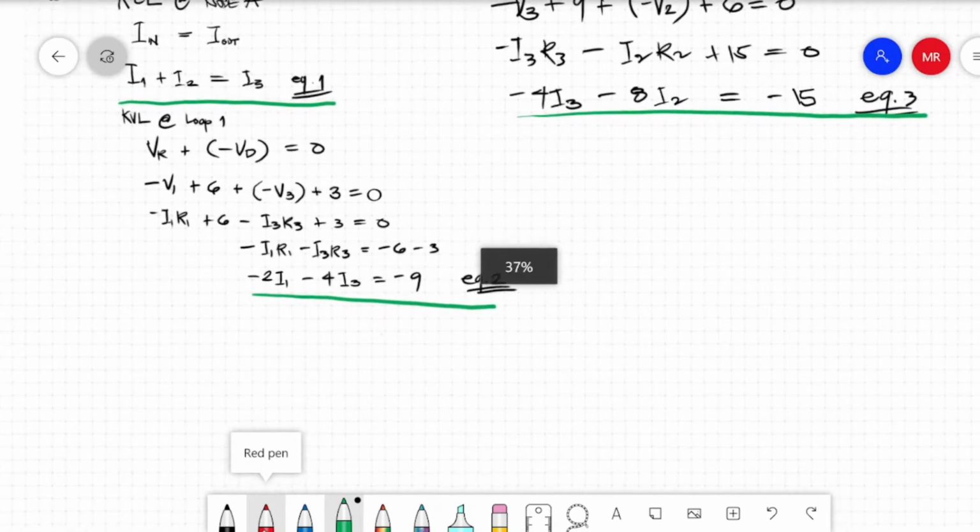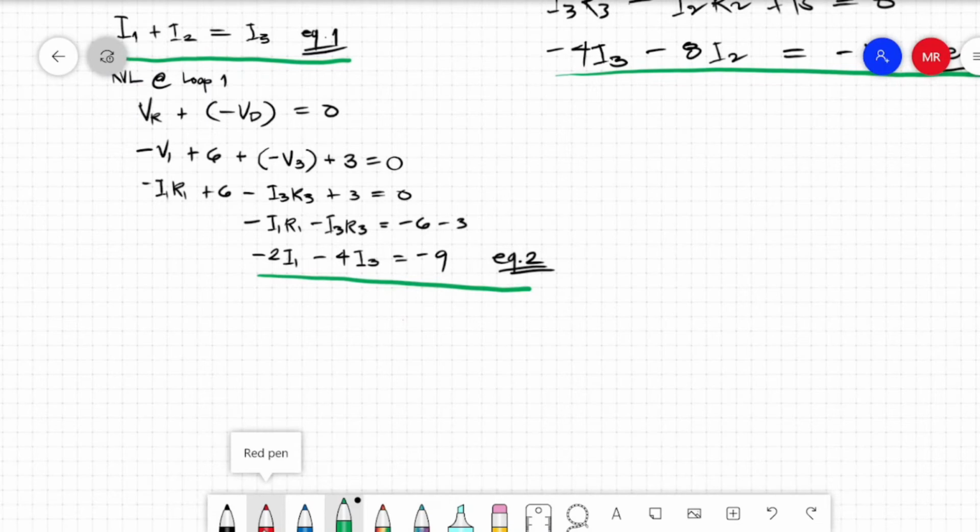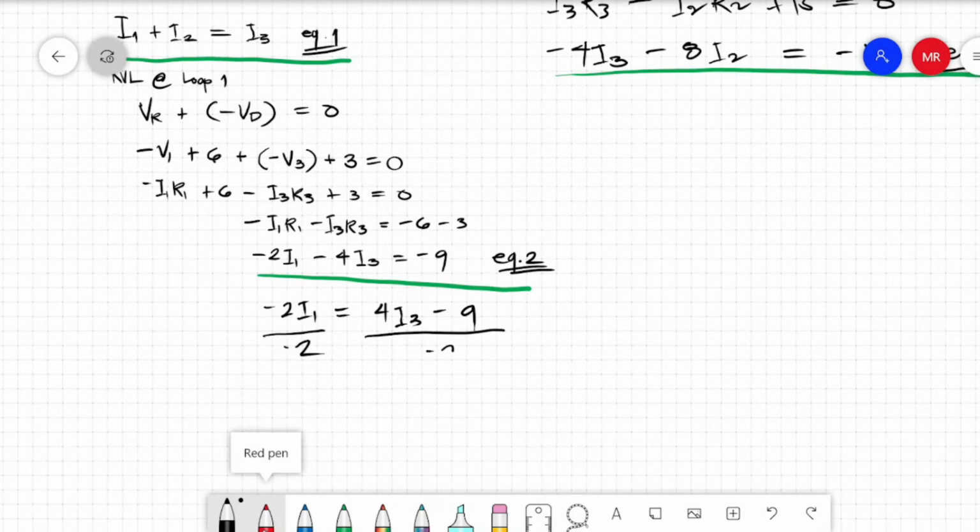Expressing equation 2 in terms of I3, we'll just simplify this equation. This will become negative 2I1 equals 4I3 minus 9. Divide this by negative 2, divide this term by negative 2, cancel. I1 in terms of I3 is negative 2 I3 plus 9 halves. So this is I1 in terms of I3.